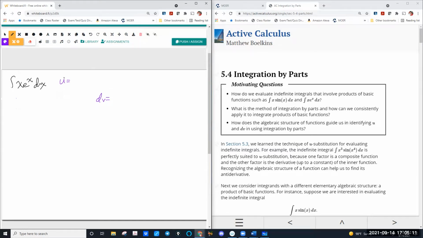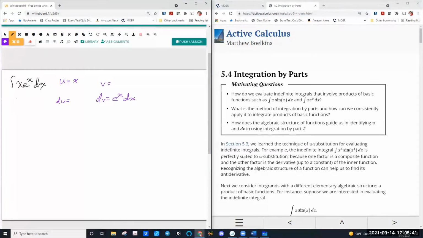Now, because we get to choose these, and then we have to calculate du and v, ideally, we want things to get easier with those calculations. Here's what I mean by that. My u is going to be x. All right, well, if that's u, then that leaves e to the x dx for my dv.